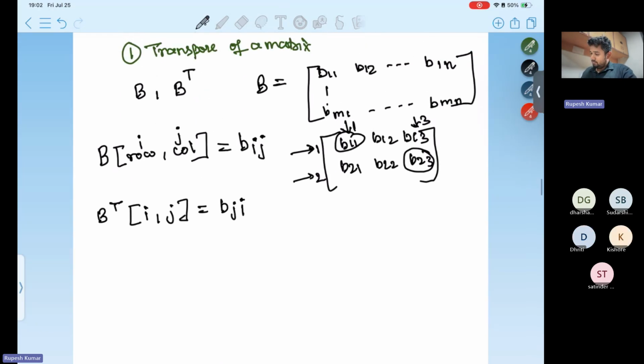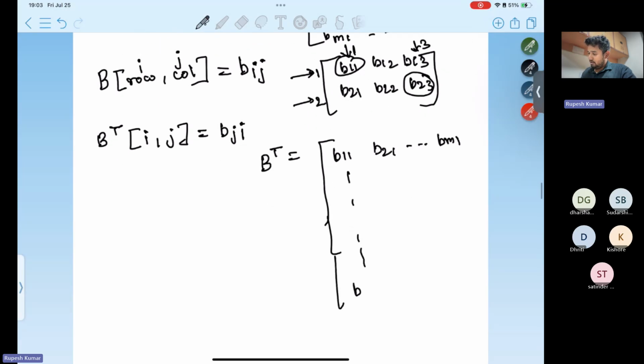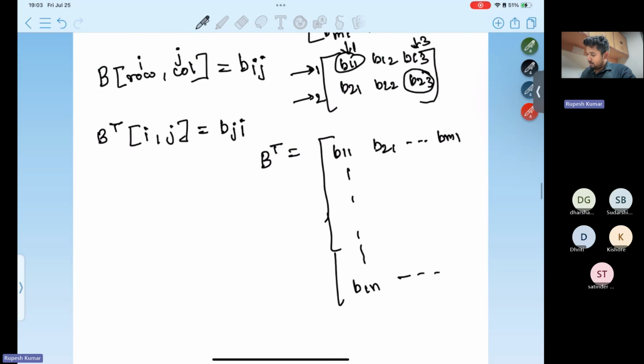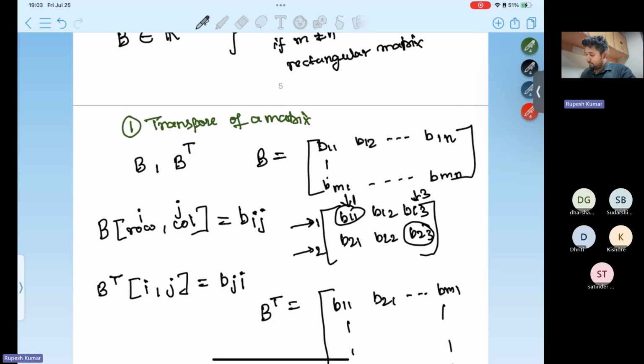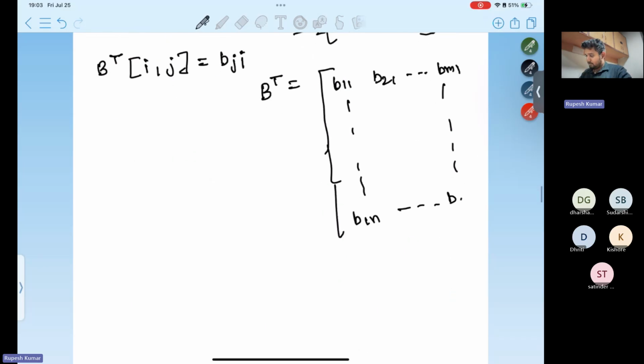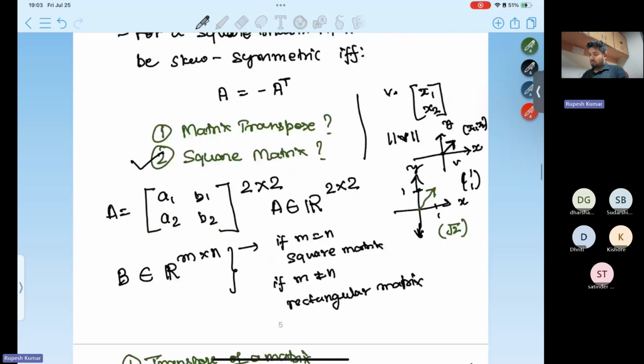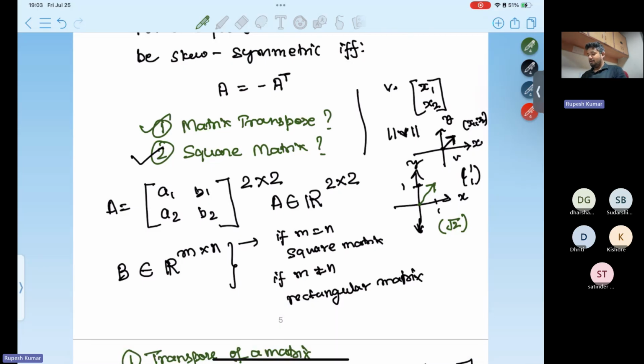So let's define B transpose. B transpose is essentially B11, B21, dot dot dot, Bm1. Again, you go down, down, down up to B1n, and the last one is Bmn. So this is what a matrix transpose looks like. Now we have established two definitions: what a matrix is and what a matrix transpose is.